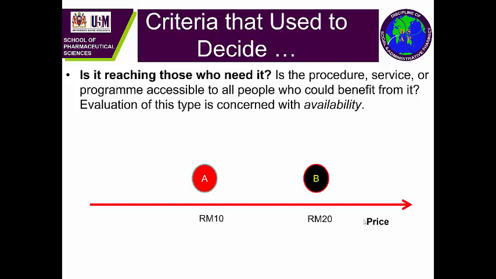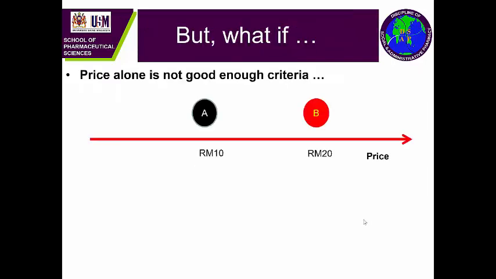So then people are using another criteria in decision making, which is the criteria of price. So if you have the old drug A, priced at 10 ringgit, and you have a newer drug B at 20 ringgit, twice more expensive compared to the old drug, you would be choosing A because it is cheaper compared to B based on the criteria. But price alone might not be a good enough criteria.